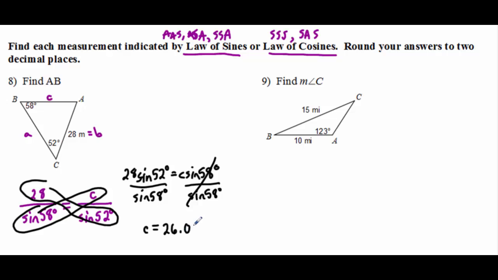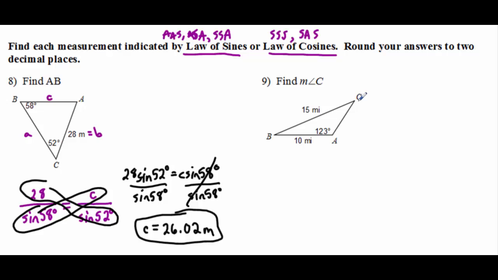It doesn't hurt, by the way, to come back and look at this and ask, does it actually make sense for this to be 26.02? And it does. These angles are pretty close together, which means the sides across from them would have to be pretty close together. So 26.02 is an answer that makes sense. If you want to put units, we'd put meters. Depending on your teacher, they may or may not make a big deal about that. You probably know by now whether your teacher cares about that or not.